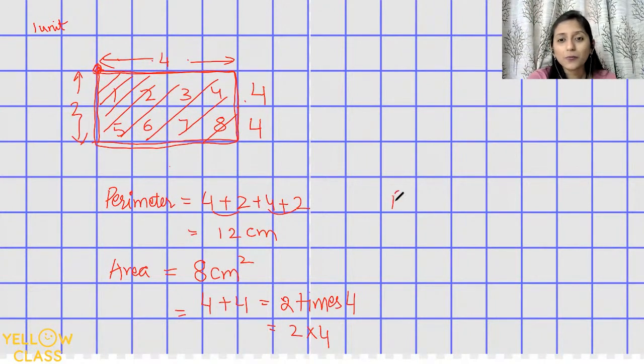By this we can generalize and say the rectangle perimeter formula is 2 times length plus 2 times breadth. Everyone can note this down. And the area of rectangle is length times breadth. Easy one, right? By this we can easily find it out. Now next, similarly, we will see what will happen for a square.